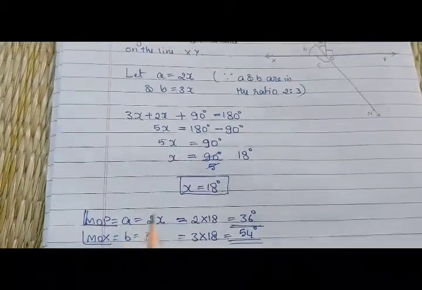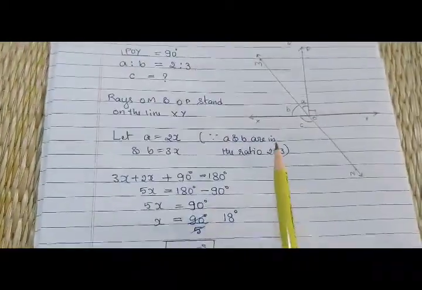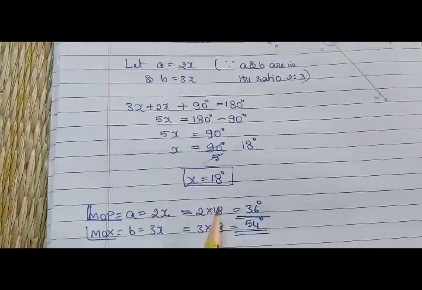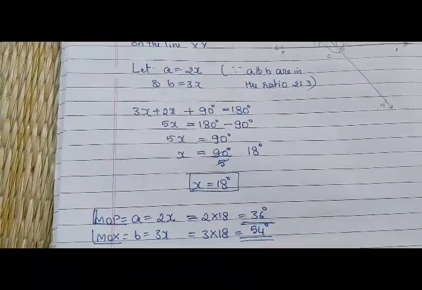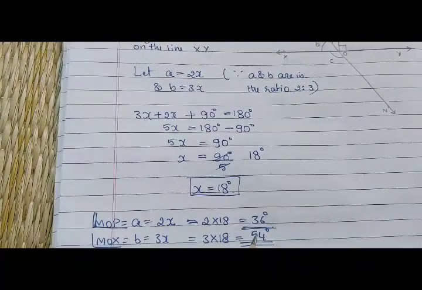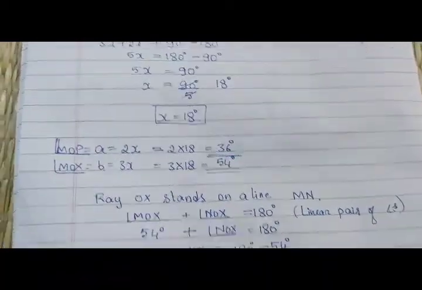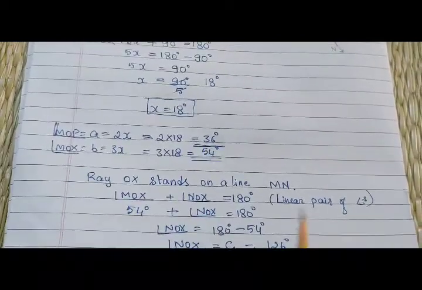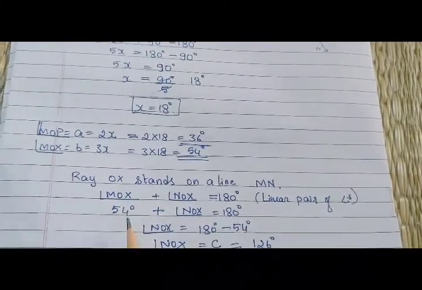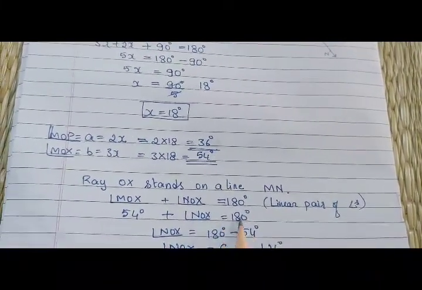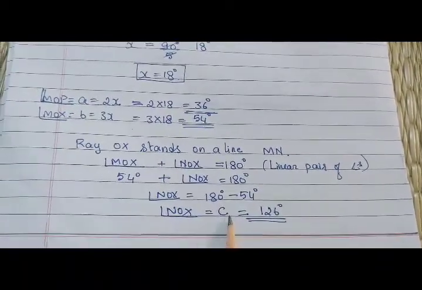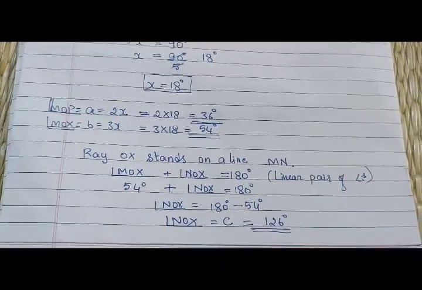Therefore angle MOP is equal to A is equal to 2x. ಇಲ್ಲಿ A:B are in the ratio 2:3 ಅಂತ ಕೊಟ್ಟಿದ್ದಾರಲ್ಲ. So A is equal to 2x, so we know x, so it is 36 degrees. Likewise we know x and B is 3x, therefore B is equal to 54 degrees. Ray OX stands on the line MN. MOX plus NOX is equal to 180. ಮತ್ತೆ ಲೀನಿಯರ್ ಪೇರ್ ಆಫ್ ಆ್ಯಂಗಲ್ಸ್. MOX ಗೊತ್ತು 54 ಡಿಗ್ರಿ ಆ್ಯಂಡ್ NOX ಗೊತ್ತಿಲ್ಲ, 180 ಡಿಗ್ರಿ ತೊಗೊಂಡಿದ್ದೀವಿ. NOX 180 minus 54 ಆದರೆ NOX is nothing but C, which is equal to 126 degrees.